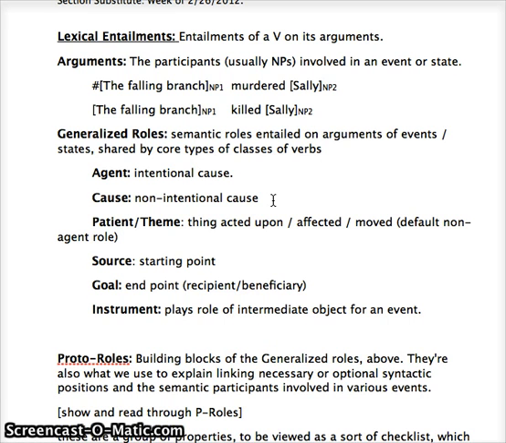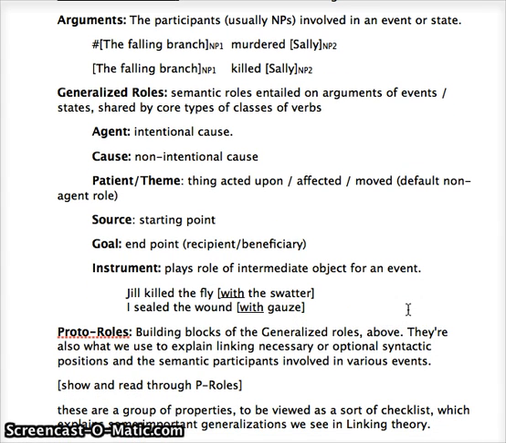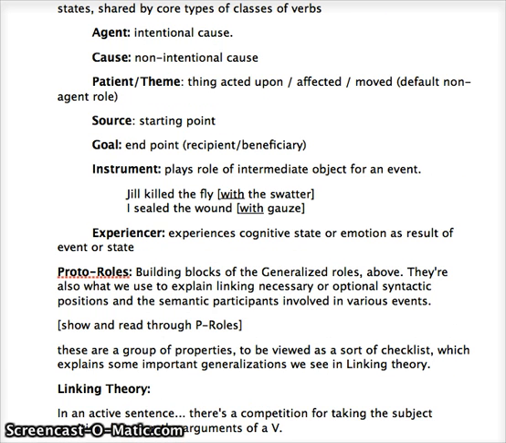So, if Jill killed the fly with the swatter, and I sealed the wound with gauze, we can see here that the prepositional phrase using the preposition with is often and predictably going to give us the instrument. The experiencer is going to be the participant experiencing a cognitive state or emotion as a result of the event or state. So this is going to be something like in the sentence, Bobby felt a great deal of pain on his left arm. Bobby is the experiencer.